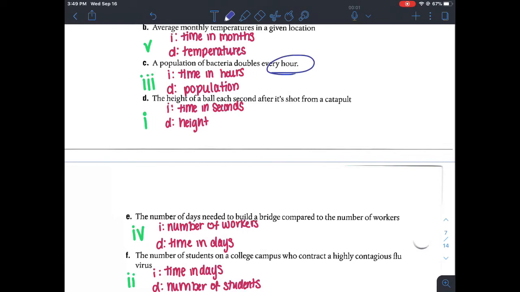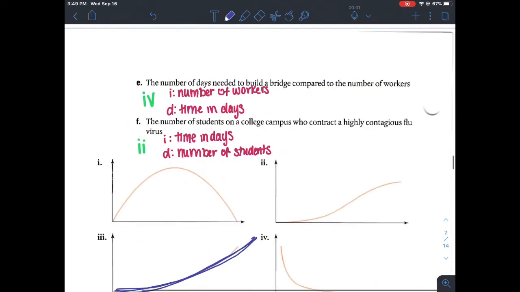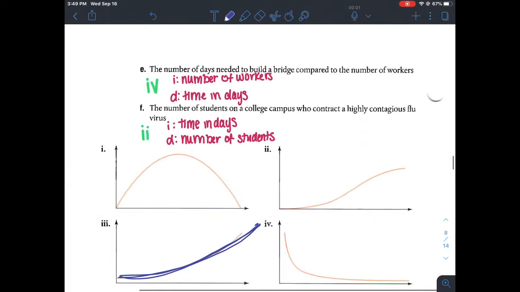D, the height of a ball each second after it's shot from a catapult. Okay, again, seconds, that's time. What's happening? The height of the ball being shot from a catapult. So what did I say that one with? Graph I, so here's our catapult.